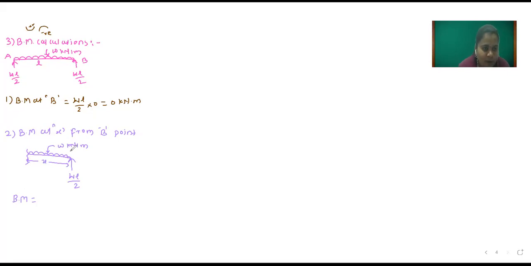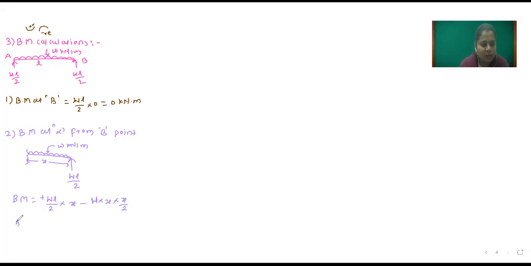So this WL by 2 creates sagging moment. So plus WL by 2 into perpendicular distance, x meter, because we have taken the section at x meter. So WL by 2 into x minus. Now this uniformly distributed load, first we have to convert into a point load. So W into x, and it will act at its CG, so x by 2. Okay, so now we will solve.